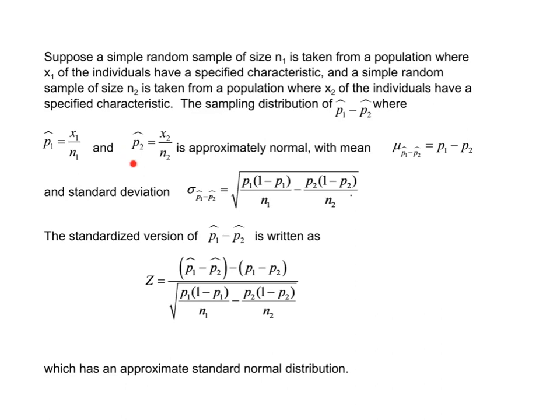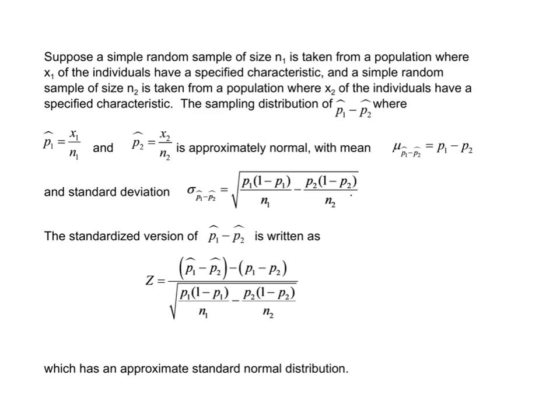Same deal with P2 hat. That's from the other sample. So we collect two samples. We have two sample proportions, and we'll make a note with our subscripts here. Okay. Then the mean, we write it this way: the mean of P1 hat minus P2 hat, P1 minus P2. Okay, that won't come up super often, but just be familiar with this notation, right? But we have a mean and a standard deviation of this distribution, and also this big giant monstrosity of a z-score formula, but I'm going to condense it in just a minute.